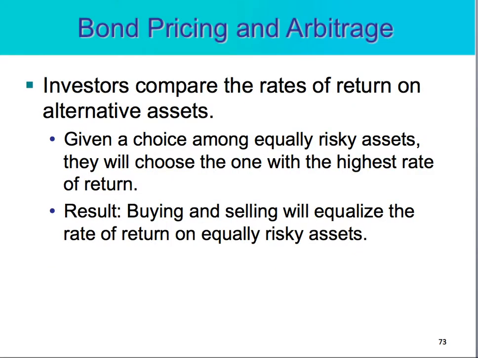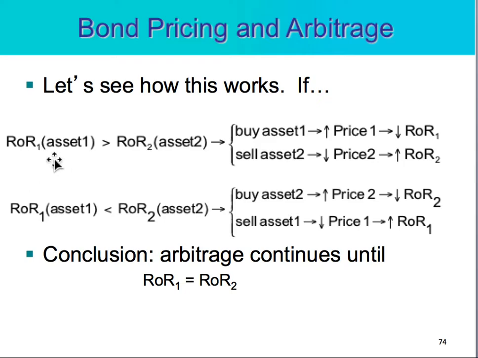Okay, and this is the main conclusion here: investors are going to compare rates of return on alternative assets of similar risk, and the buying and selling of these assets will tend to equate the rates of return across equally risky assets. For example, if the rate of return on the first asset is greater than the rate of return on the second asset, and we believe they have similar risk, well then people would tend to buy asset 1 and sell asset 2. Then the price of asset 1 would rise, therefore its rate of return would fall. The price of asset 2 would fall, and the rate of return would rise.